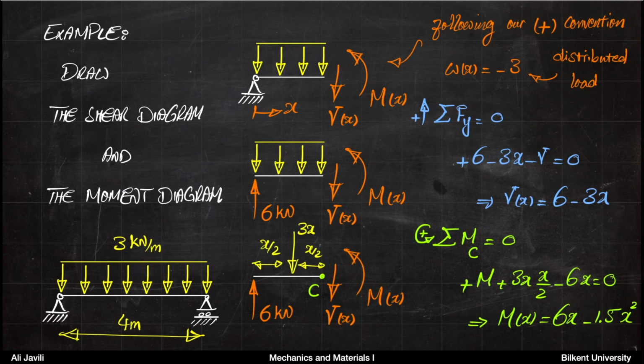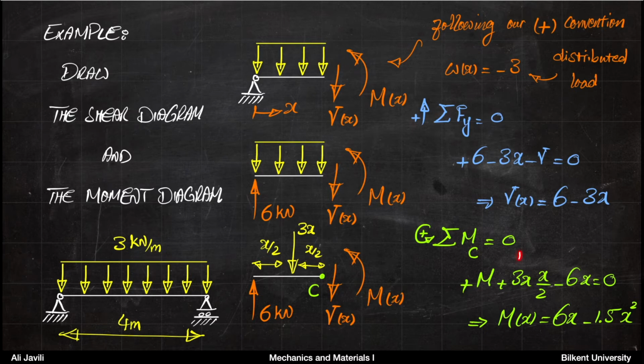Next, we can calculate the moment distribution. For that, again, we draw now, or we replace the distributed force by the single force here, 3x, in the center. So that means it has the distance x over 2 from each side.